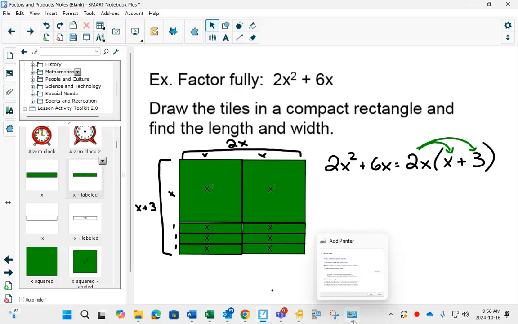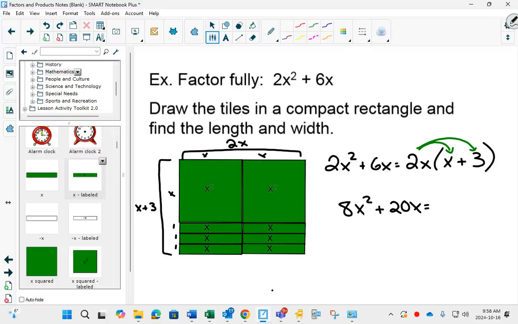But if we were doing a similar one without algebra tiles, right? Let's say I had 8x squared plus 20x. First, I would look at the numbers. The 8 and the 20, what is the biggest number that can divide both of them? And again, your times table comes into effect. Very important. The biggest number you can divide both of them is a 4.